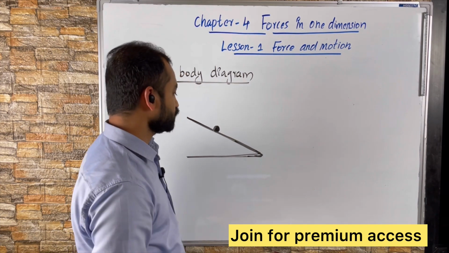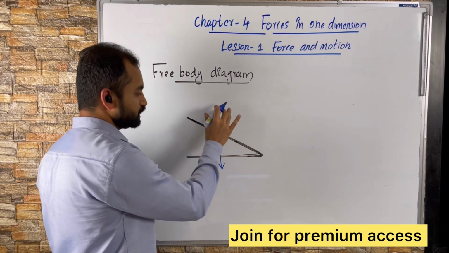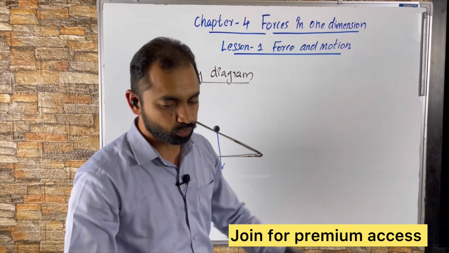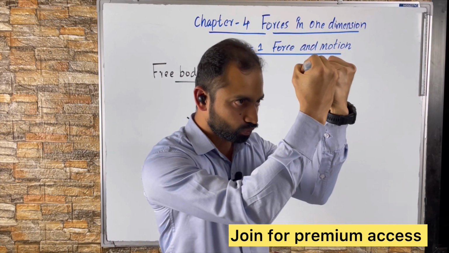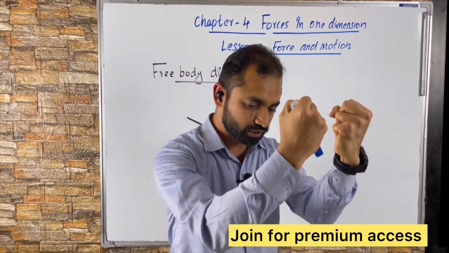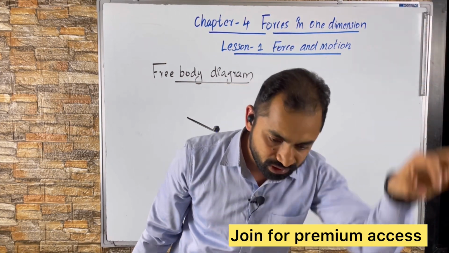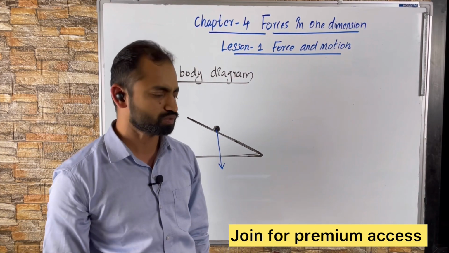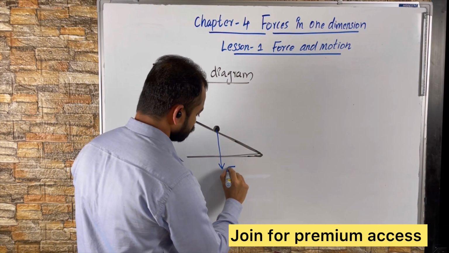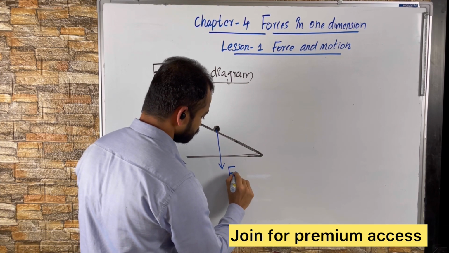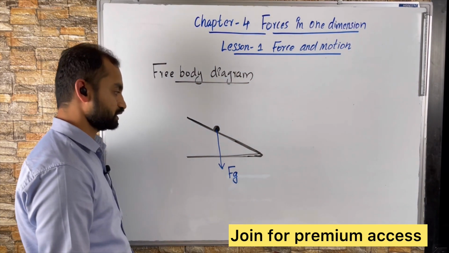Okay, so one will be your weight, right? Weight will always act vertically downwards to the center of the earth, because the earth will be pulling you downward, to its center. So weight will always act vertically downward. That is one of the forces. We will write weight, or I will write force of gravity, Fg.